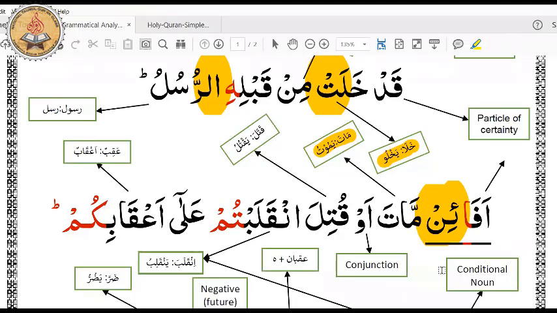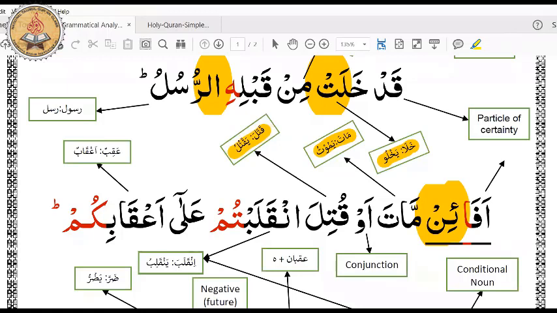So, au, again, is a conjunction between the two. Mata is a verb and kutila is a verb. So this is the particle of conjunction in between, the bridging word, and au means or. In mata, if he dies, au, or, and then we come to the word katala. Katala means he killed, and yaqtulu, he kills.